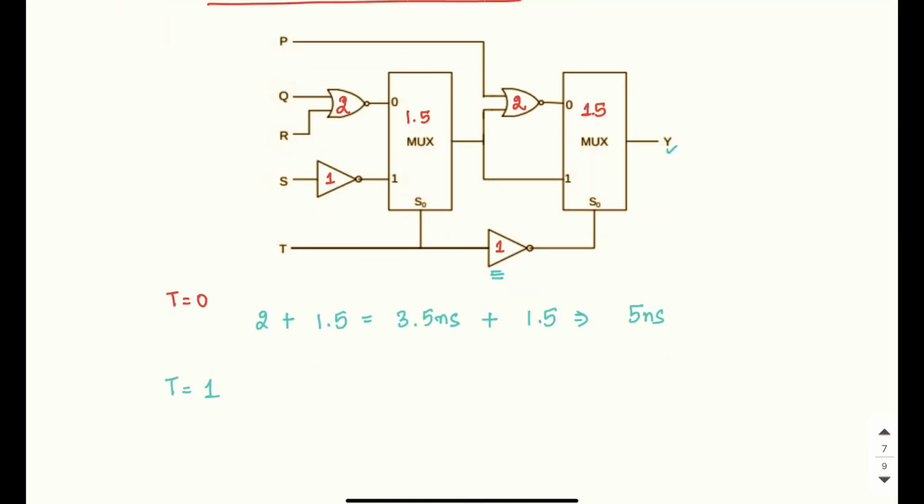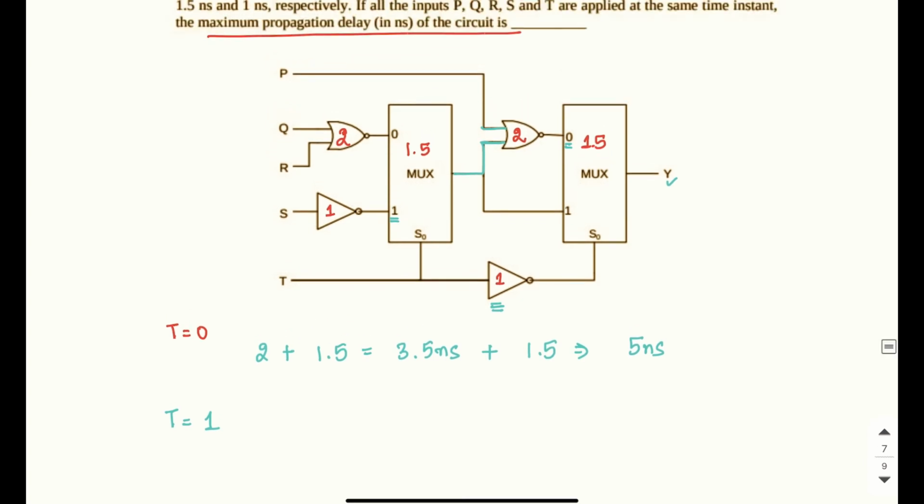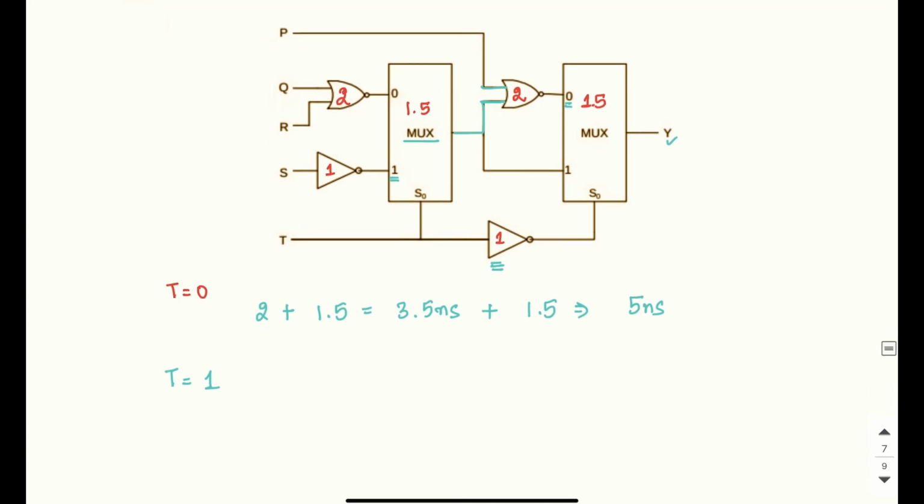When t is equal to 1, now the case will change. For this multiplexer, this output is selected, and for the second one, this will be selected. So we need to know when the two inputs of this NOR gate are appearing. For knowing the second input to this NOR gate, you need to calculate the delay occurring during the first multiplexer. So we have 1 nanosecond for the NOT gate plus 1.5 for the multiplexer. So this becomes 2.5. So this output is coming after a delay of 2.5.